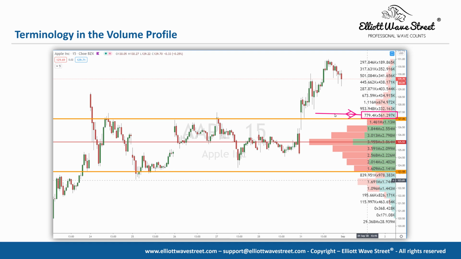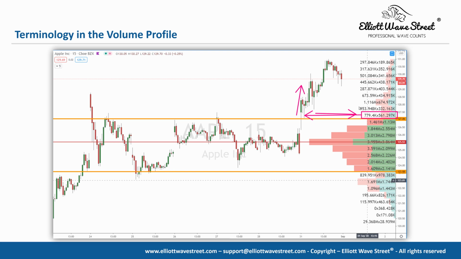So we know that if at this level we have more sellers than buyers, the market is likely to continue because the majority of traders are wrong, right? So we always need to use this as a contrarian indicator.